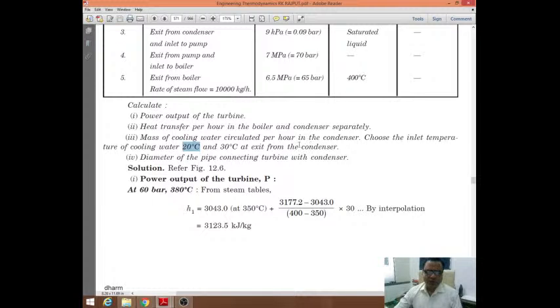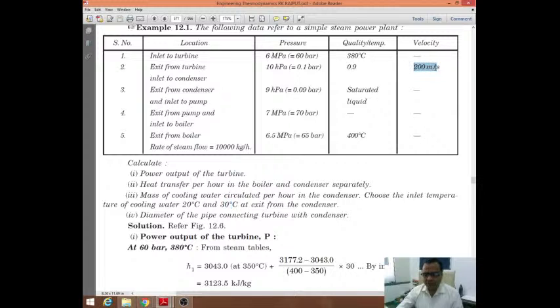Means whatever cooling water you want to use for this condensation purpose, the inlet temperature of that is 20 degrees Celsius and the exit temperature is 30 degrees Celsius. Means the cooling water temperature is increasing by 10 degrees Celsius. Simple. The diameter of the pipe connecting the turbine with the condenser. This is where we need this velocity, of course.